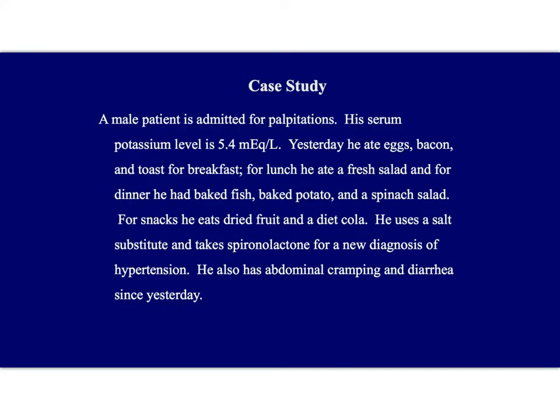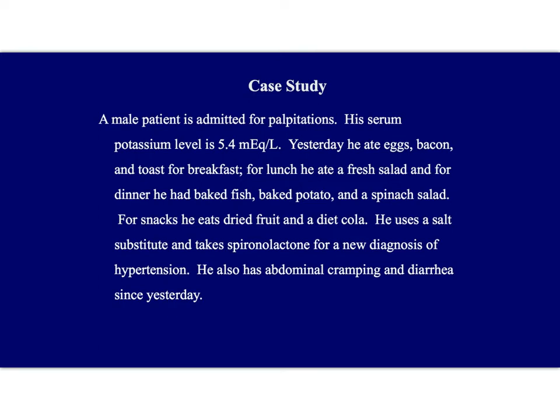All right, another case study. Patient admitted for palpitations. His potassium was 5.4. Yesterday he ate eggs, bacon, and toast. He had a fresh salad, and he had fish, baked potato, and spinach salad. Sounds like lots of potassium. Dried fruit and a Diet Cola. Uses a salt substitute. We talked about that.